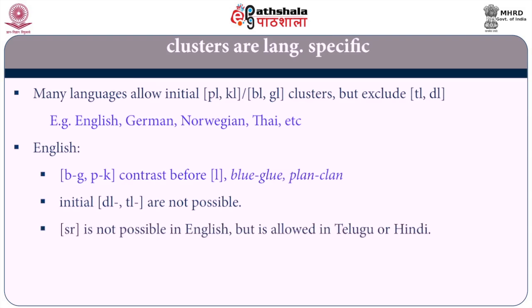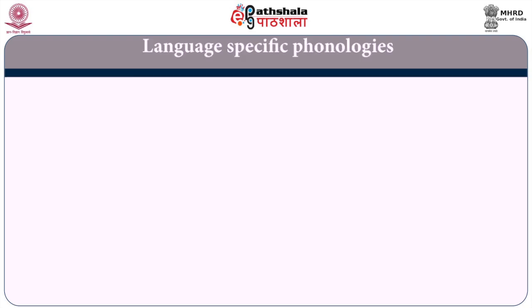Take sra, s followed by r. It's totally banned in English. You open a dictionary and see, you will not find a word which starts with sa followed by ra. It's not allowed. But Telugu allows, Hindi allows, right? So these are phonotactic rules. Which sound can follow which other sound is language specific, and that knowledge we have helps us to perceive clusters differently.